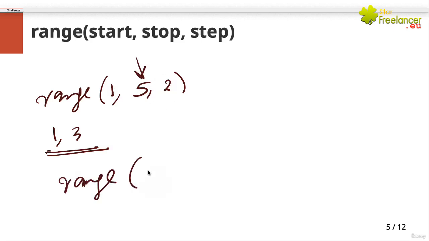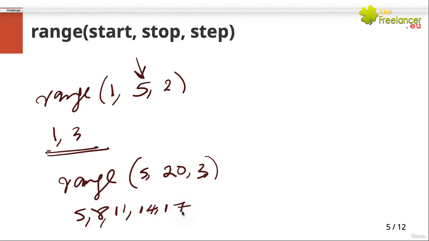Let's check another one. Range, let's say 5, 20. Then we put 3. This one simply means start from 5, don't get to 20, but increment of 3. That is to say, start from 5, add 3 to this place, you have 8. Add 3, you have 11. Add 3, you have 14. Add 3, you have 17. Add 3 again, we have 20. But because 20 should not be mentioned, we stop at this point.